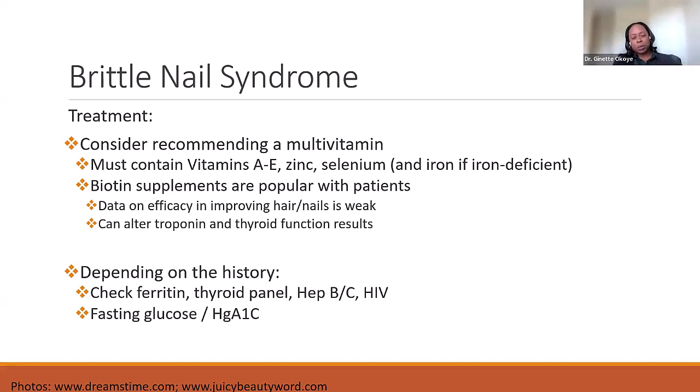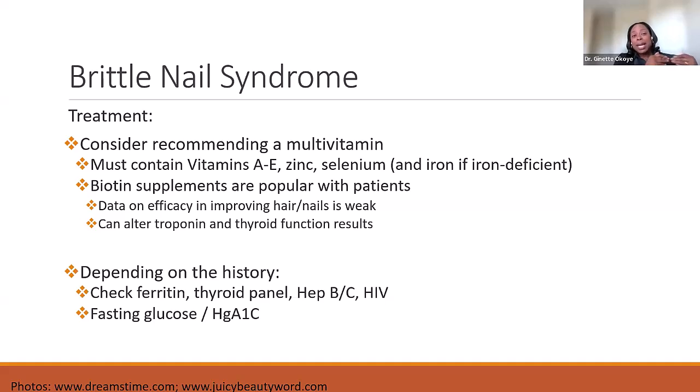The other caveat with biotin, if you wanted to recommend that, is it can alter troponin levels, it can alter thyroid function test results. So I always tell patients, if they are taking biotin, to let everybody know, so that if they need these tests, we can know that they're on it, or they can stop it if they have a planned thyroid function test coming up.